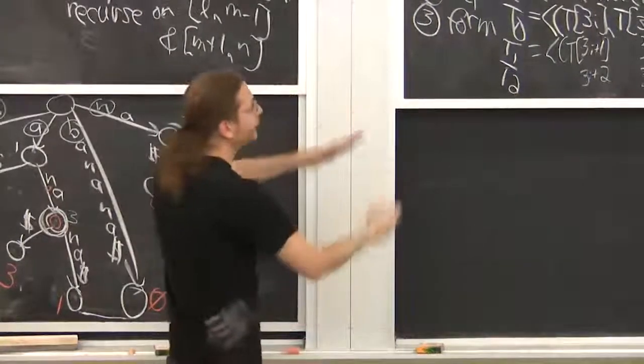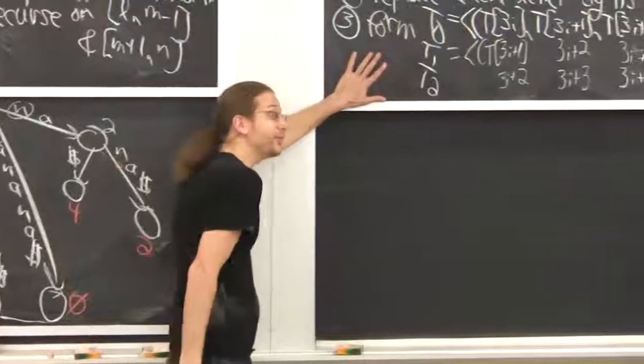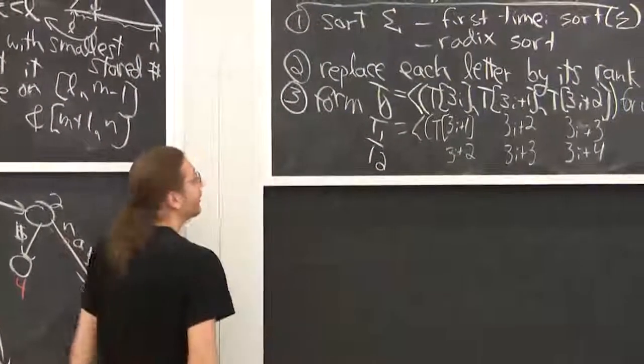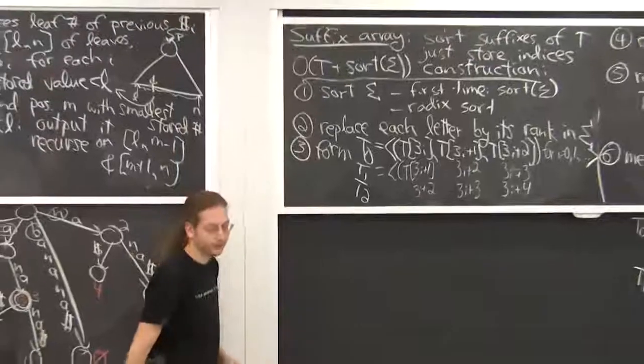You get suffix arrays. You can do the same thing and get LCP information at the same time. It's written in the notes. Then you get suffix trees, and then you're done.